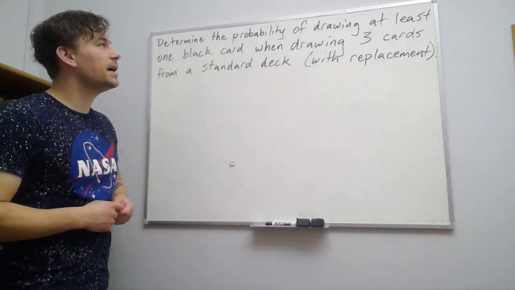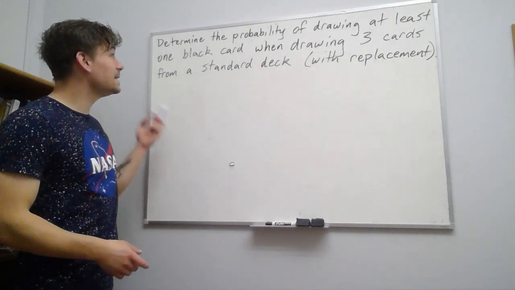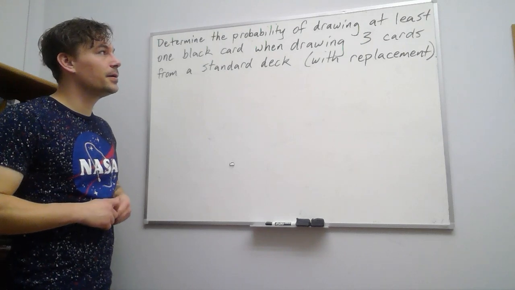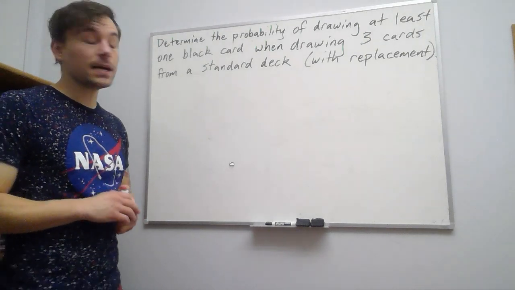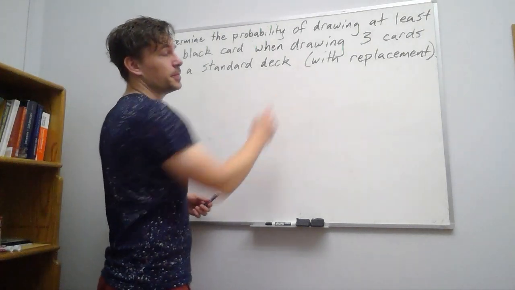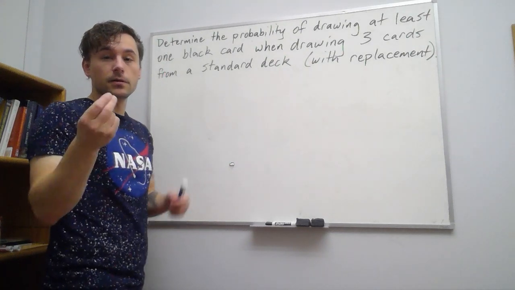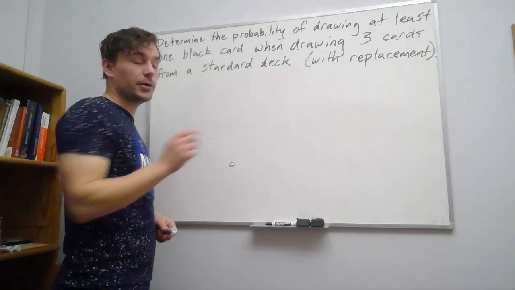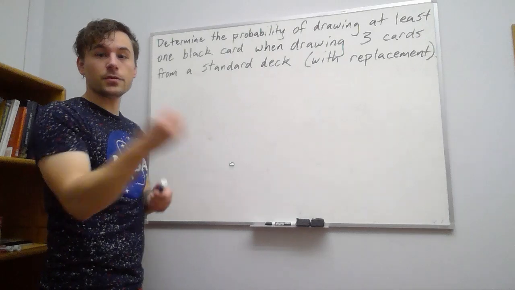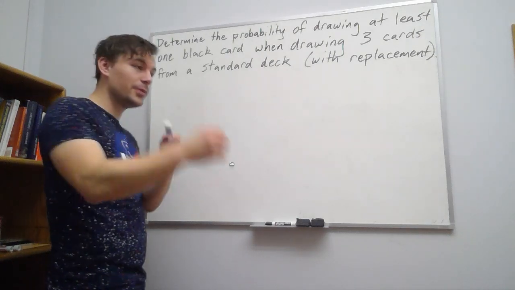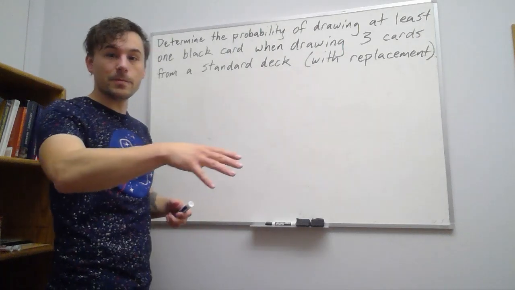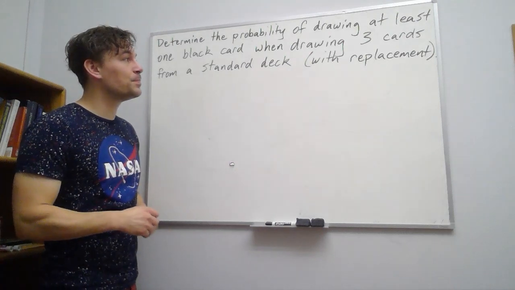Okay, so let's look at the probability of drawing at least one black card when drawing 3 cards out of a deck. But the way we're going to do this is with replacement. So we draw a card, write down the color, put it back, shuffle them up, draw a new card, write down the color, put it back. So with replacement means we're going back to the full deck each time.